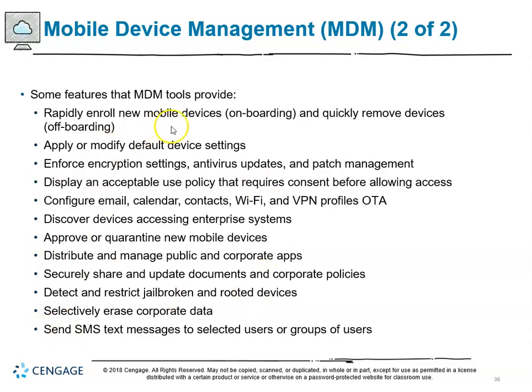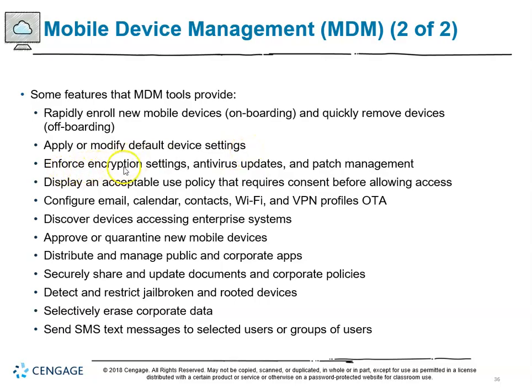These are all management aspects of mobile devices. Rapidly enroll new ones, do onboarding, or quickly remove them, do offboarding. Change the default device settings. Maybe a new vulnerability has been discovered and you need to quickly make those changes for all of your enterprise mobile devices. Well, if you have MDM installed, it's pretty simple. You find out what the new setting has to be, and then you just promulgate it through the MDM tool.